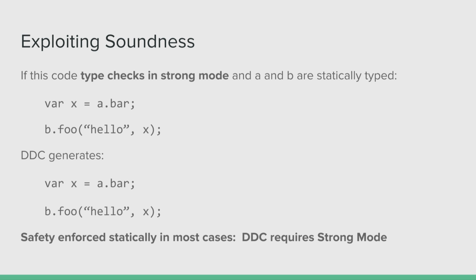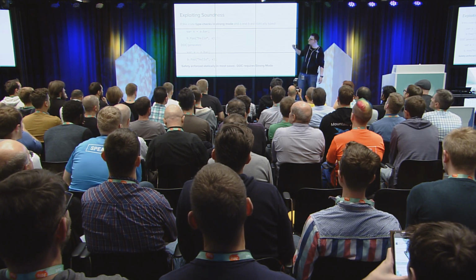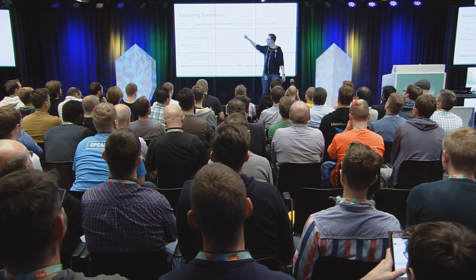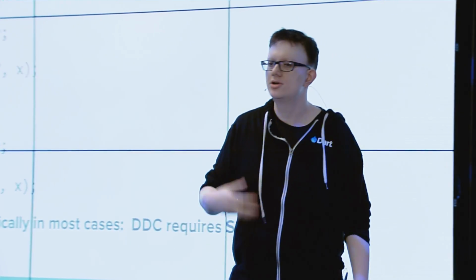So DDC is very much tied to strong mode to be able to generate reasonably nice code very quickly. And we take advantage of the fact that we can now trust the type checks with strong mode. So if this little snippet of code now type checks in strong mode and A and B are statically typed, then we know at compile time that A.bar can't throw a no such method exception and B.foo can't either. And that means that we can actually generate more or less the same JavaScript code, right? So the JavaScript you get out looks a lot like the Dart that you get in.